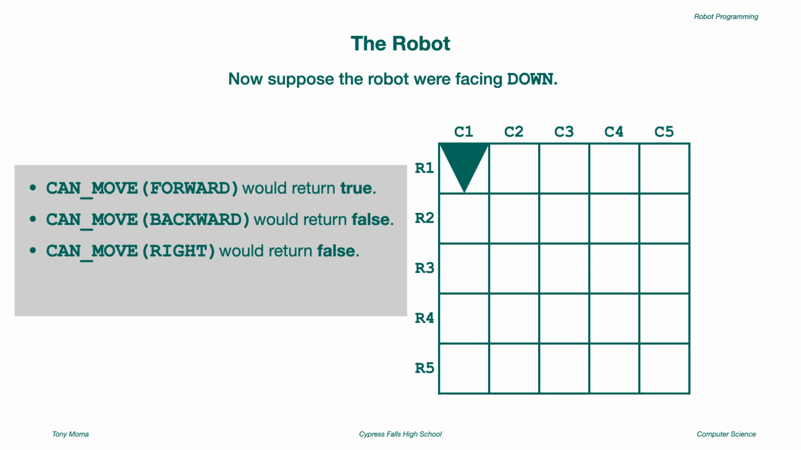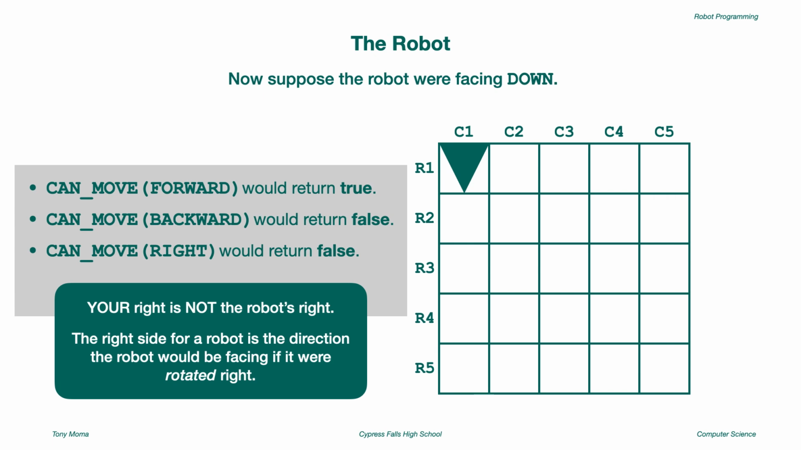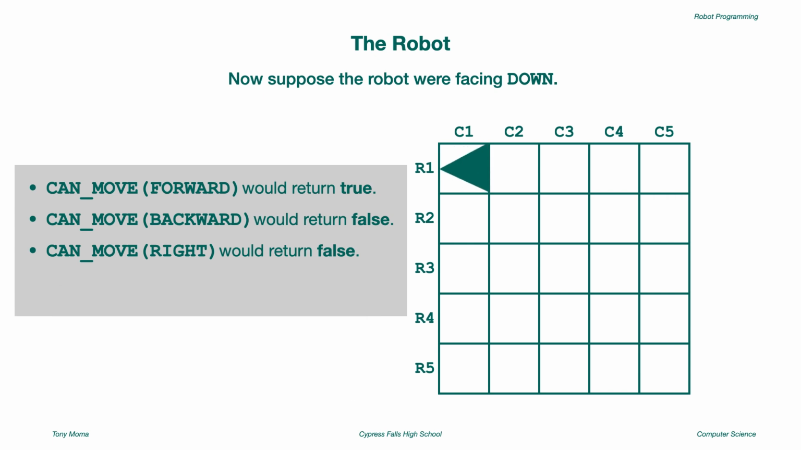And this might be counterintuitive to you because you might be assuming that your right is the robot's right, but that's not the case. Your right is not automatically the robot's right. The right side for a robot is the direction the robot would be facing if they were rotated right or clockwise. And if we were to rotate this robot right, that is the direction it would be facing. So in a situation where the robot is facing down, our right corresponds to the robot's left, and our left corresponds to the robot's right.